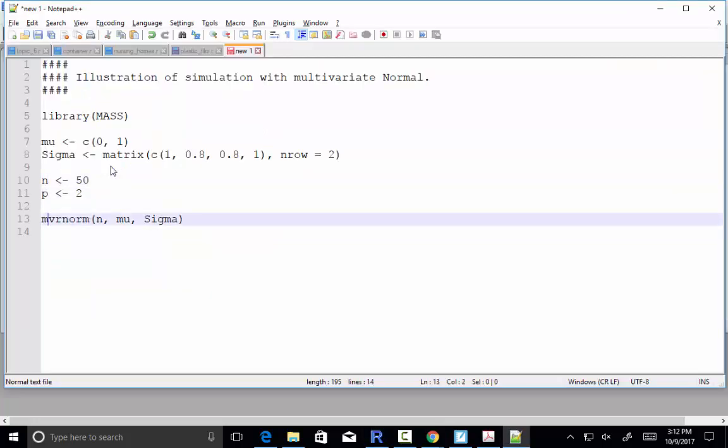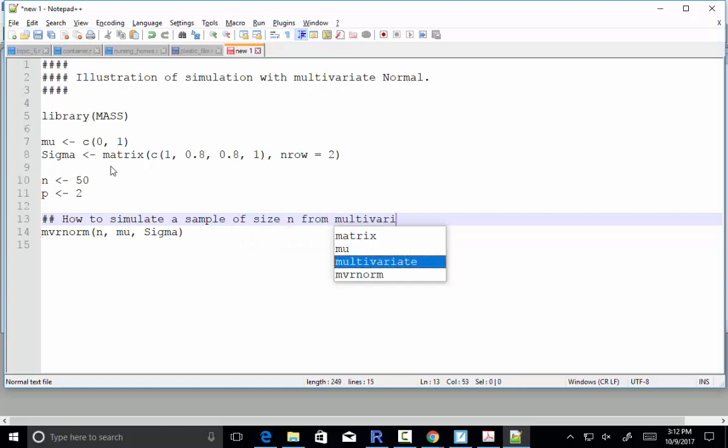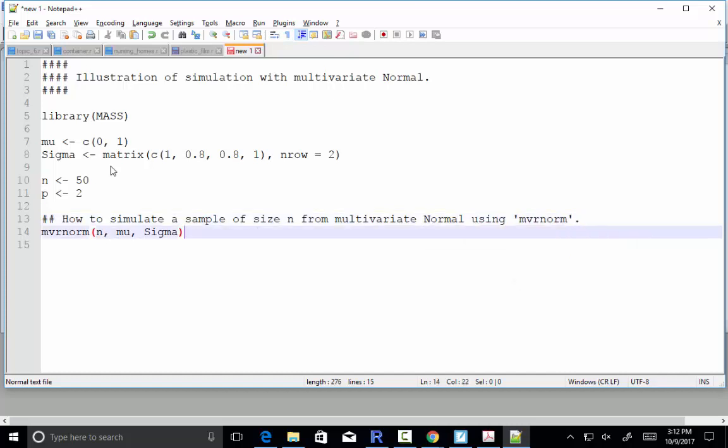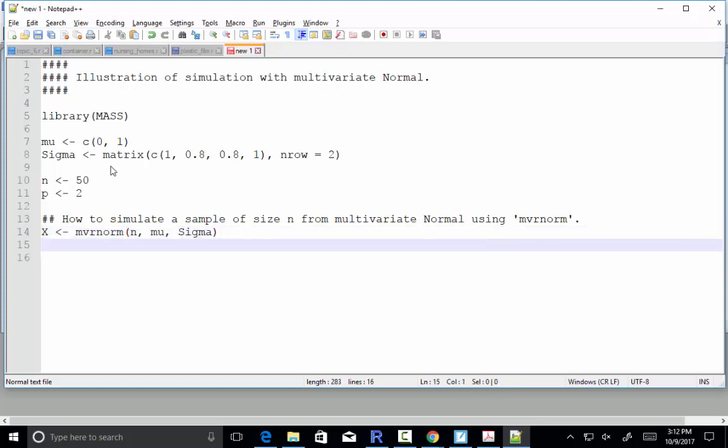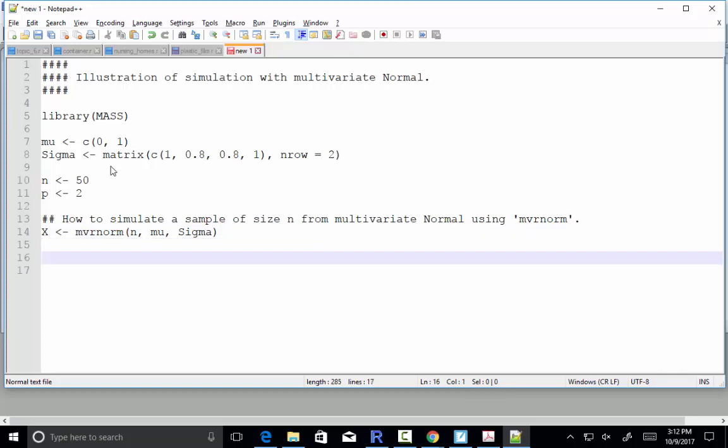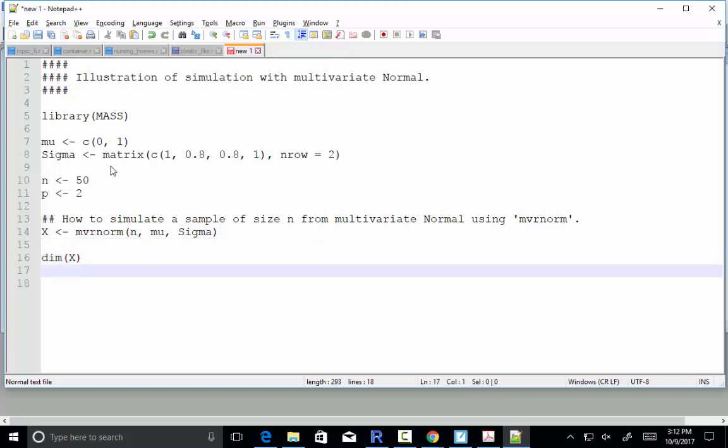So let me write this down here. How to simulate a sample of size n from a multivariate normal using mvrnorm. So X is assigned the output of that. We can look at the dimensions of X. We can look at, how about we look at the sample mean vector.